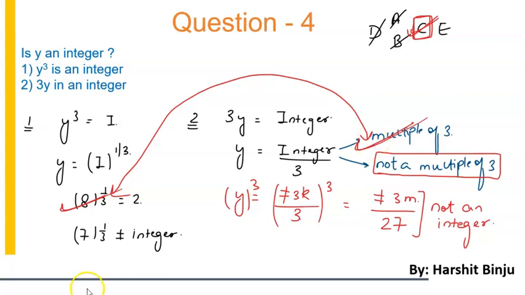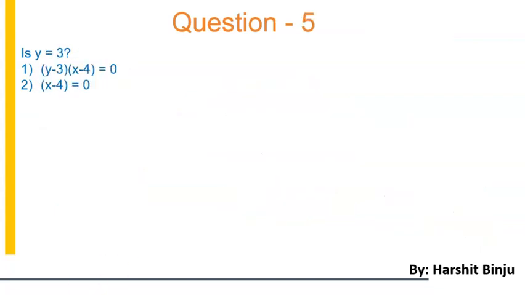Okay, let's do one more question for this video. So for this one, this is again a simple one. In this video, I have basically taken up simple questions which you can probably solve. In the upcoming videos, I'm going to take difficult ones also. Okay. All right, let's see what we can do with this one. So is y equal to 3? That's the question. First statement says that y minus 3 into x minus 4 is 0.